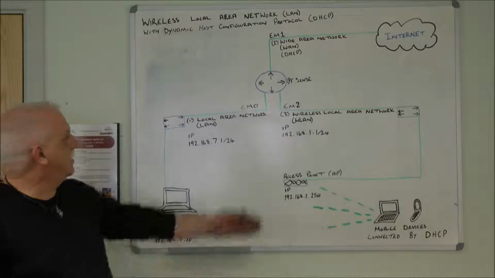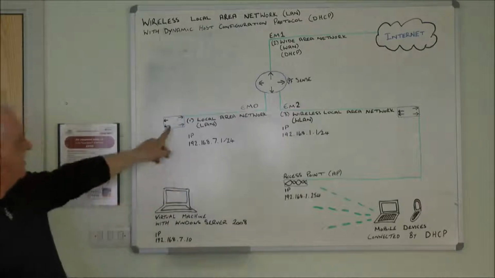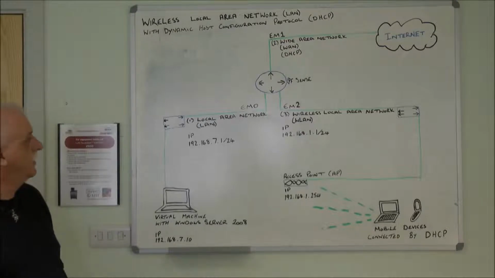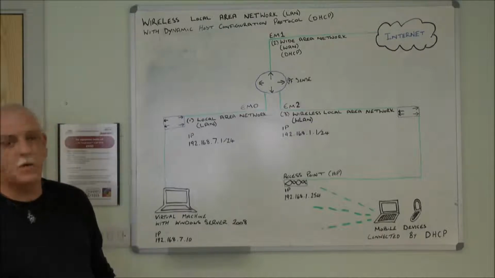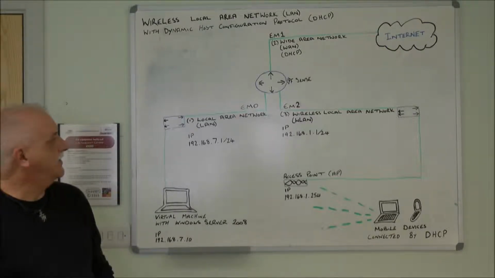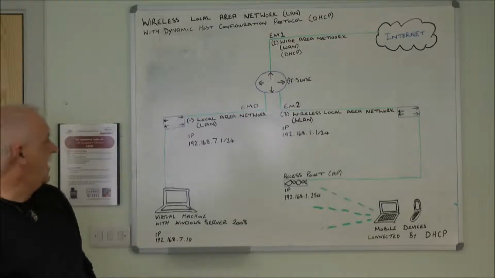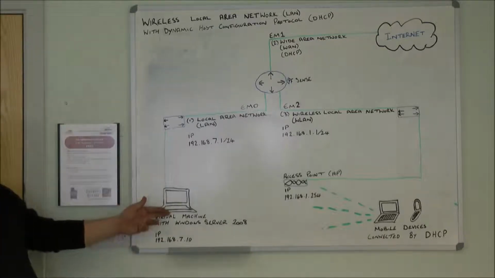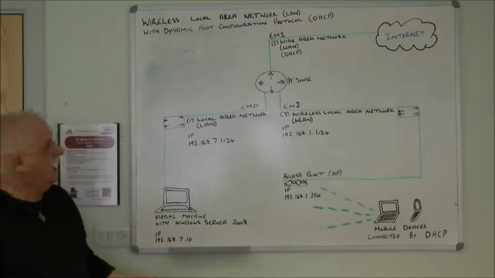First of all, we have got a router with pfSense installed onto it. We have got one switch which is on the local area network and another switch which is on the wireless area network. These are all cabled to the actual router. From the local area network switch, you have got a virtual machine with Windows Server 2008.